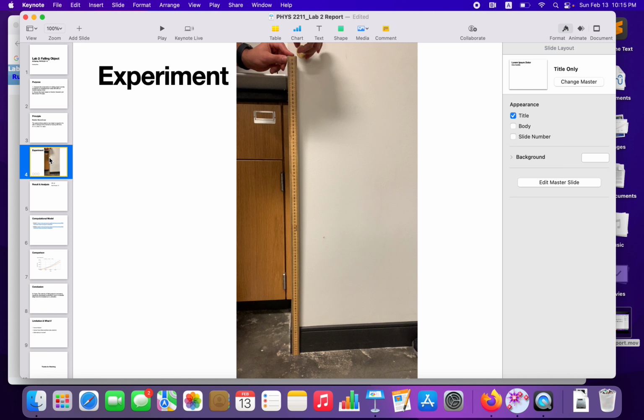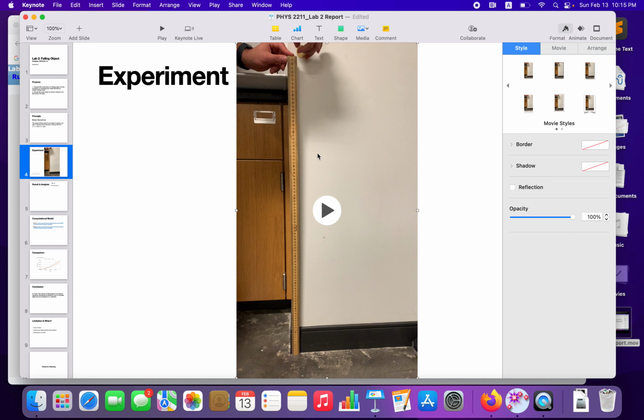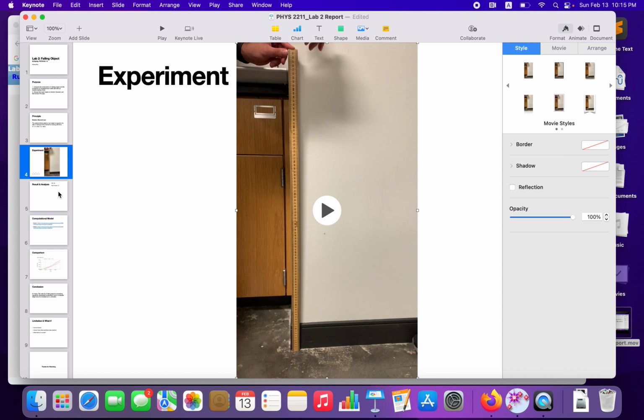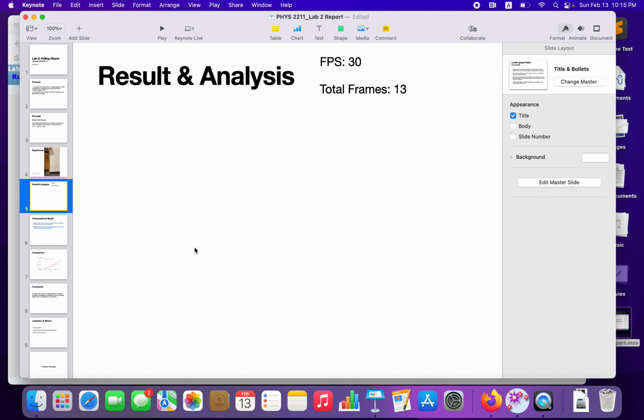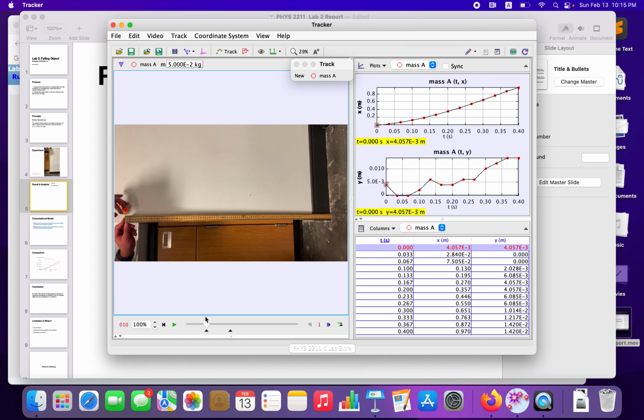So in our setup, we have a falling object that's exactly 50 grams, and we have an exact 1 meter stick to calibrate the distance the object has moved. So here's our video. It's kind of short, and our mobile phone has 30 frames per second, and we only recorded 13 frames. That is useful, as you can see.